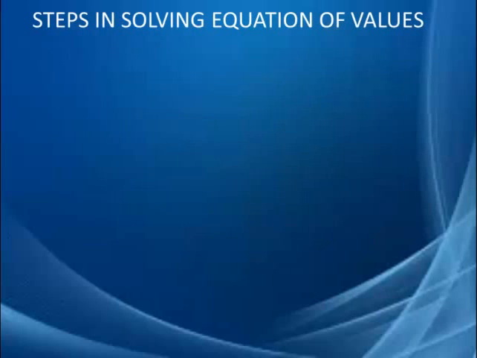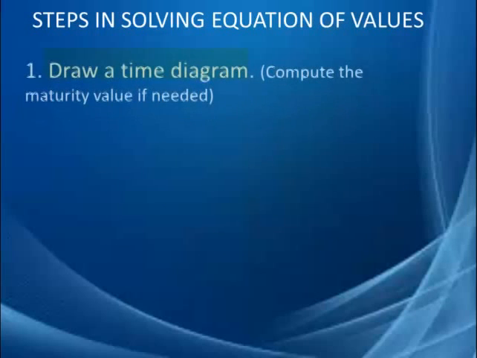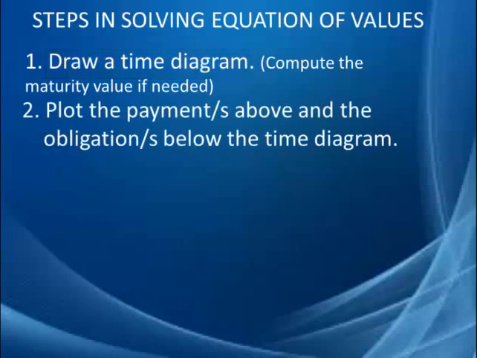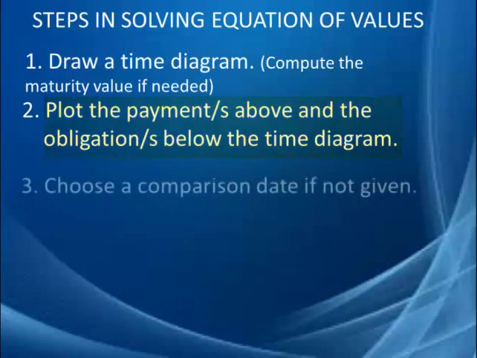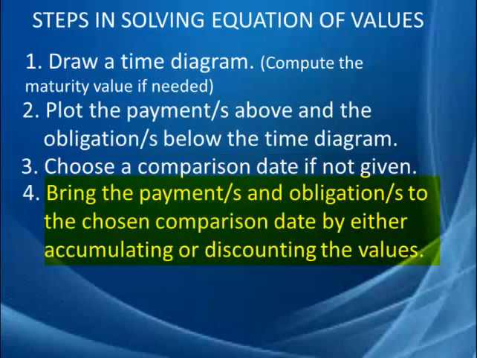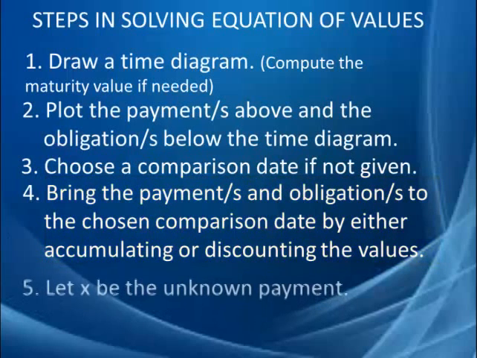Let us have steps in solving equation of values. 1. Draw a time diagram. Compute the maturity value if needed. 2. Plot the payments above and the obligations below the time diagram. 3. Choose a comparison date if not given. 4. Bring the payments and obligations to the chosen comparison date by either accumulating or discounting the values.